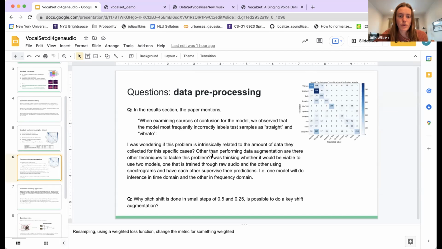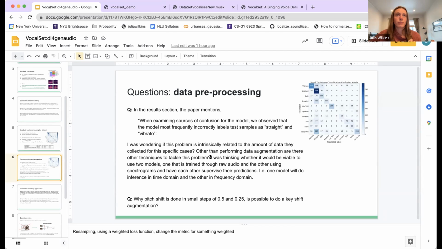The suggestion was, would it be viable to use two models, one that's trained through the raw audio and the other that's trained using spectrograms, and have them supervise each other in a sense. So one model does inference in the time domain and another does inference in the frequency domain. I think that's a super interesting approach.